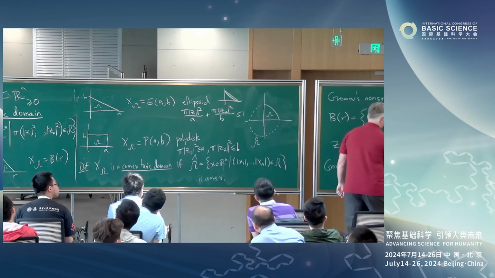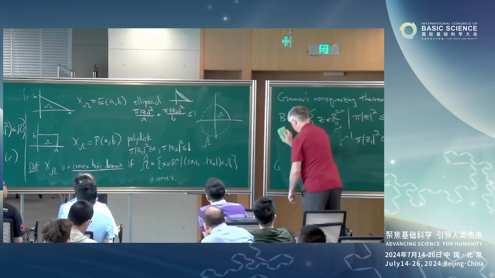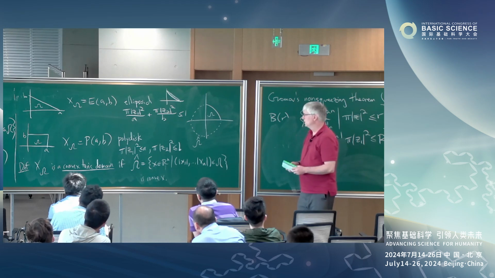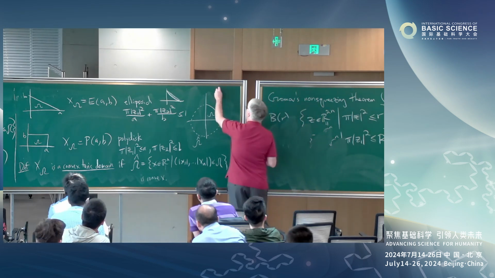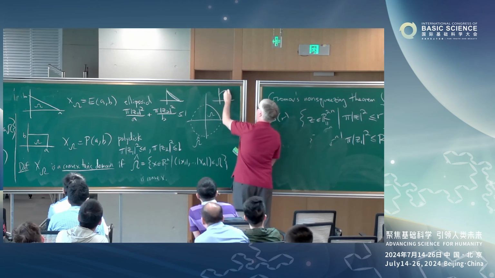So an example where Omega is convex but Omega hat is not convex would look like this.